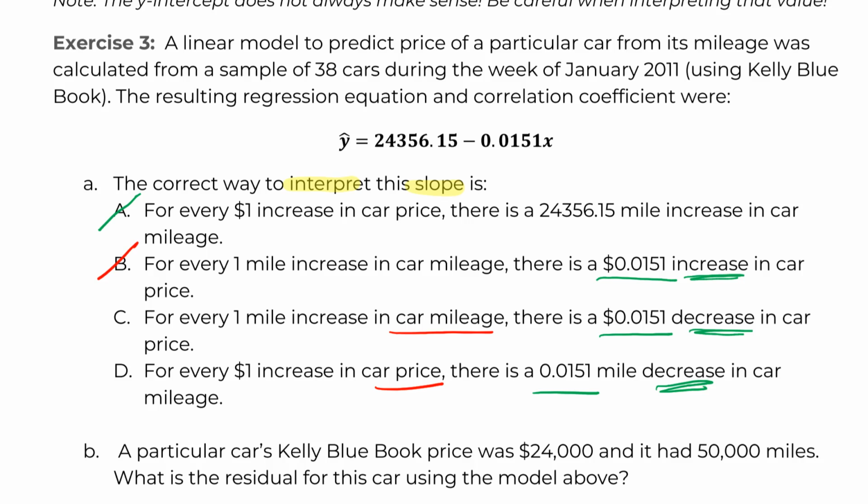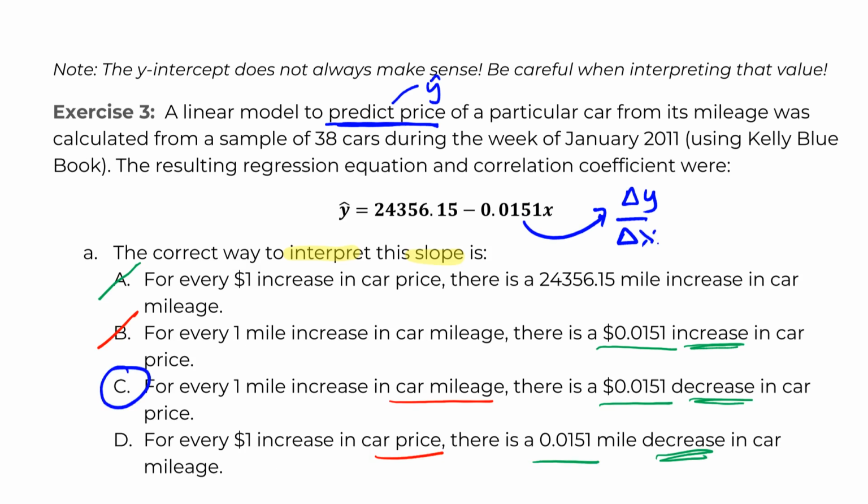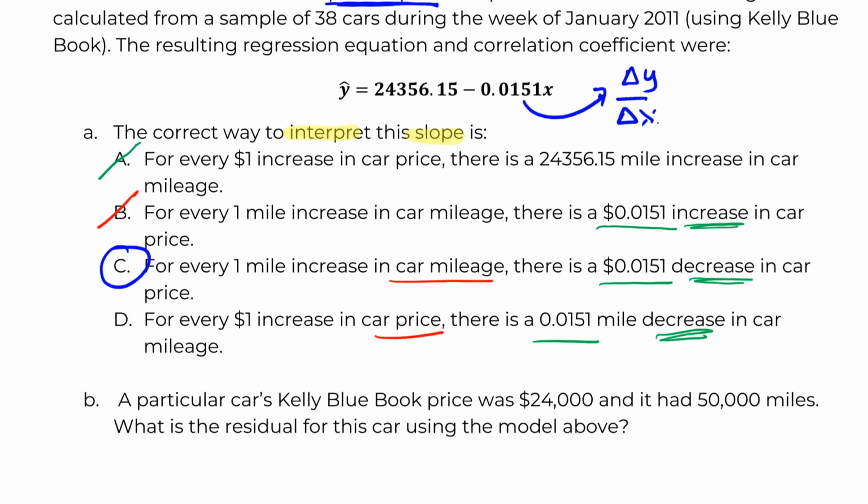But if we go up to the top, we can see we're trying to predict price. And remember, anytime we're doing predictions, that's finding a Y hat. So our Y is going to be the price of the car, which is change in Y over change in X. So our change in Y is going to be that negative one. That's going to be about the price. So the correct answer here is C. D is just having X and Y switched. B was not paying close attention to the direction of the slope. And A was using the intercept instead of the slope.